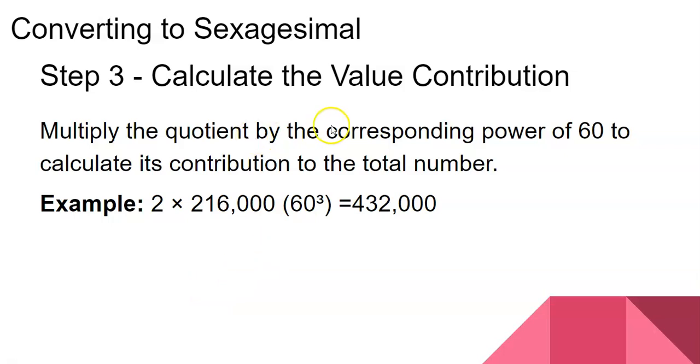Next, calculate the value contribution of the current place value. So multiply the quotient obtained in the previous step by the value of the current place value. So 2 times 216,000, we have 432,000. So this product represents the value contribution of the digits in the 60 cubed place.